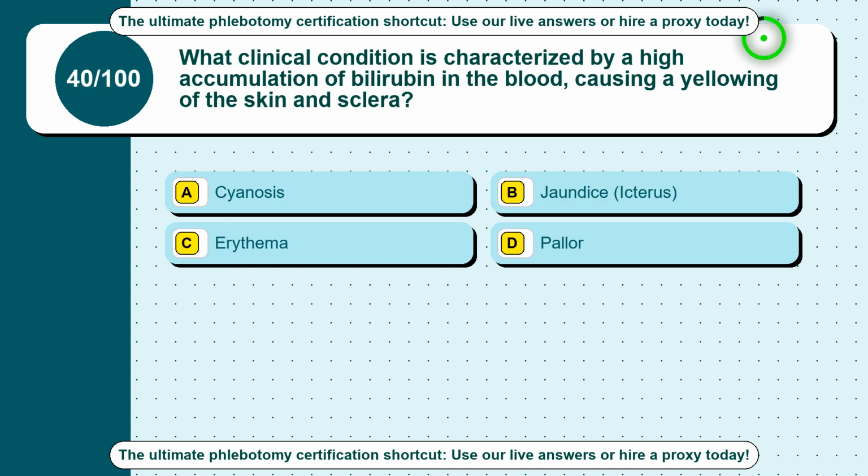Question 40. What clinical condition is characterized by a high accumulation of bilirubin in the blood, causing a yellowing of the skin and sclera? Option A, cyanosis.